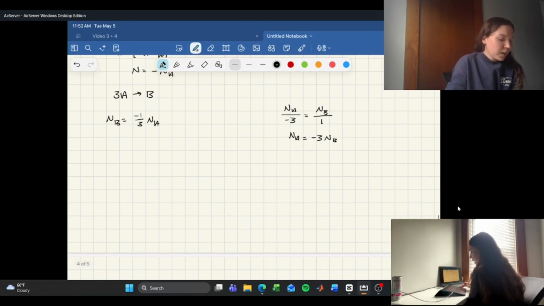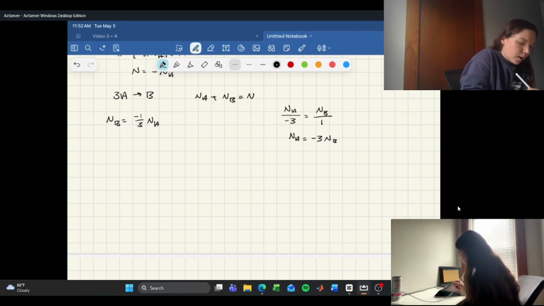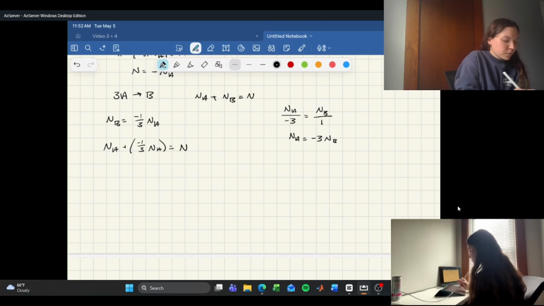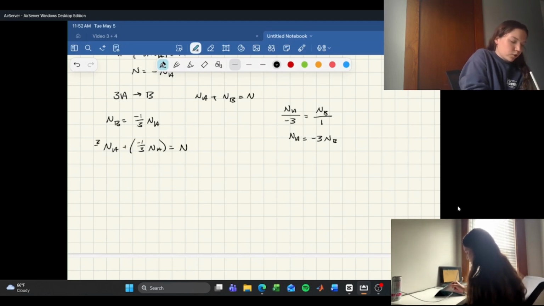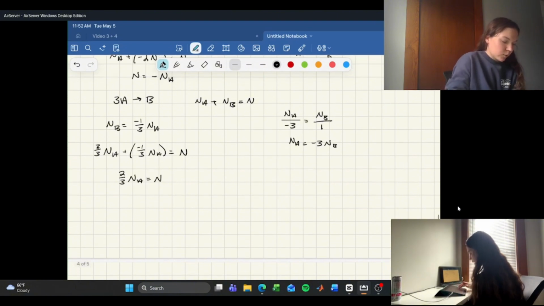And then same as before, we said that molar flux of A plus the molar flux of B is going to be equal to the total molar flux. So doing that, we have molar flux of A plus negative 1/3 times the molar flux of A. It's going to be equal to the total molar flux. So this will be 3/3. We're going to have 2/3 times the molar flux of A is going to be equal to the total molar flux. So that's how we get that relationship.